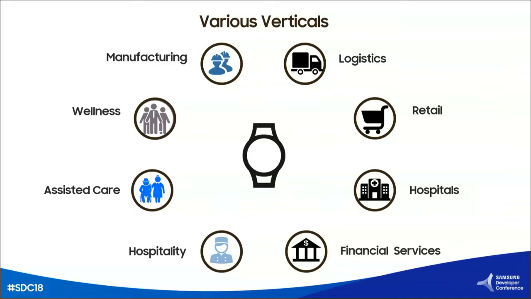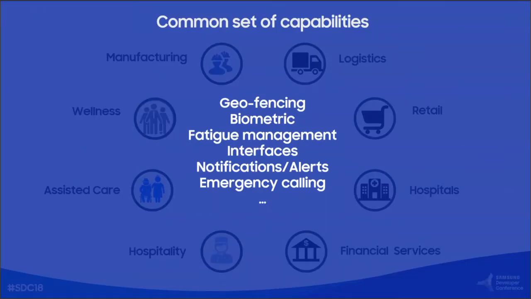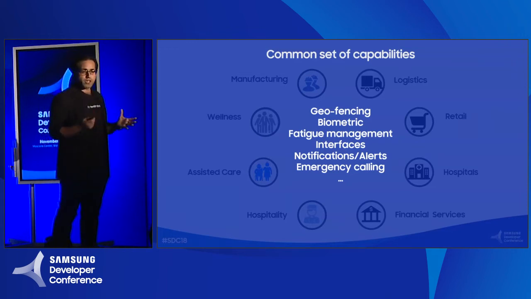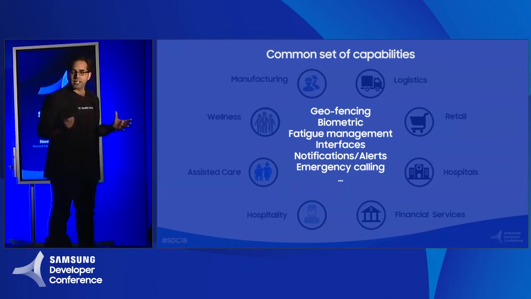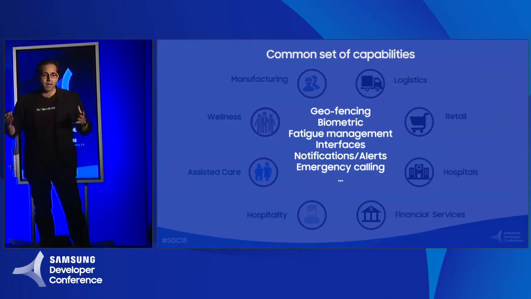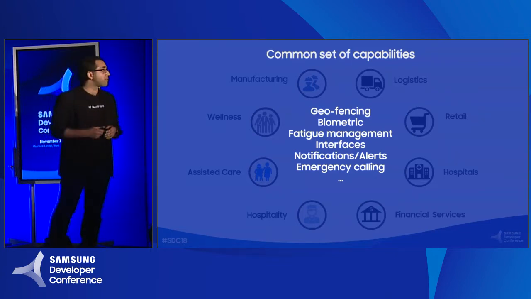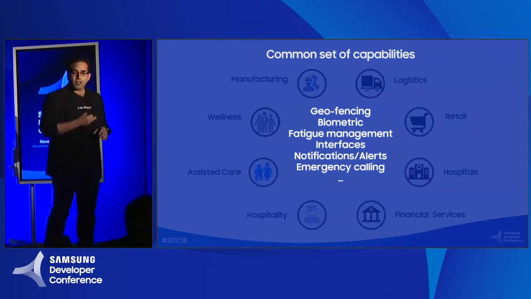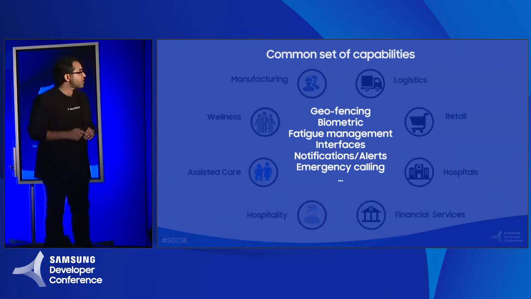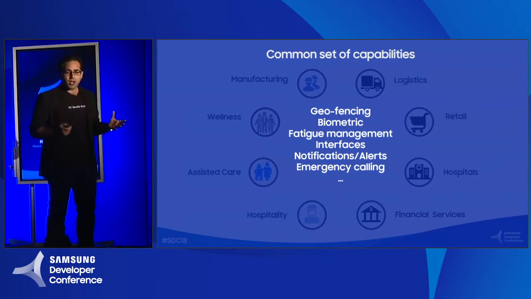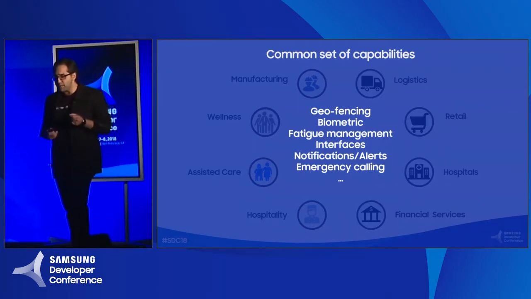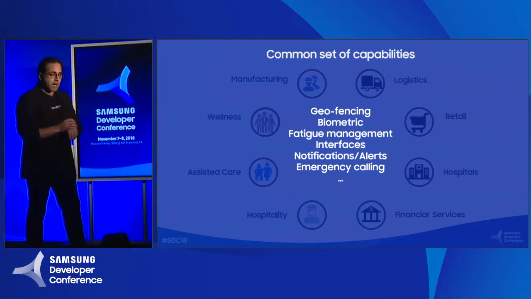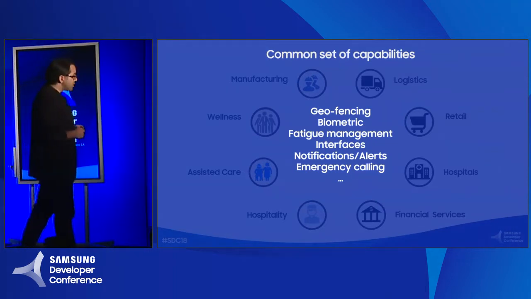we found there is a common set of capabilities that are being used. For instance, geofence is quite common usage among all these different verticals. We had biometric information that is needed for building up amazing use cases that you as developers want to build. Fatigue management, you need an interface on the watch. Notifications, emergency calling. Emergency calling is pretty interesting where you can remap the hardware key button, and just by clicking the button, you can create an emergency call.